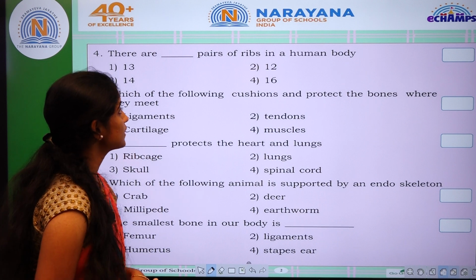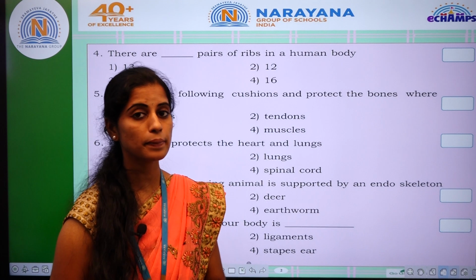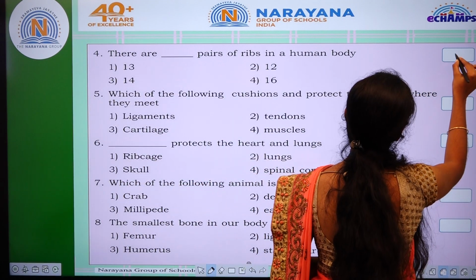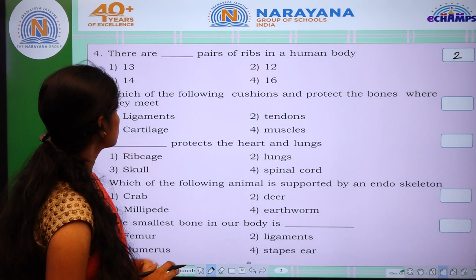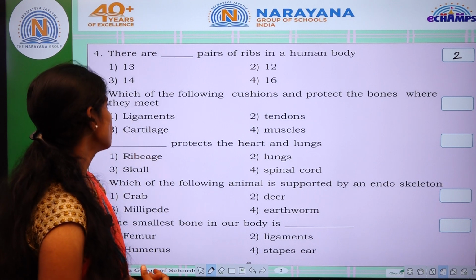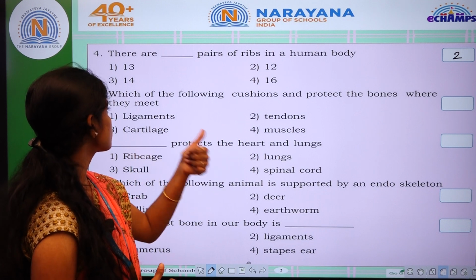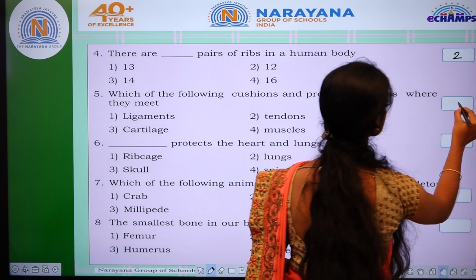See, fourth question. There are dash pairs of ribs in a human body. In a human body we have how many pairs of ribs? 12 pairs of ribs. Okay. Option number 2, 12 pairs of ribs. Fifth question. Which of the following cushions and protects the bones where they meet? The cushion that protects the bones where they meet is called cartilage. Option number 3.